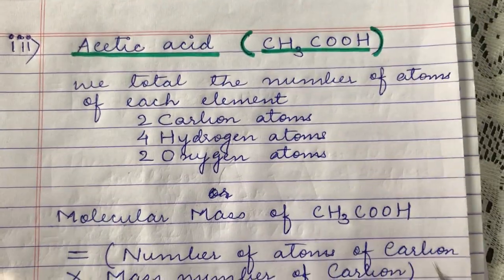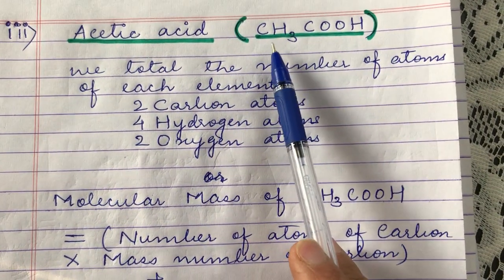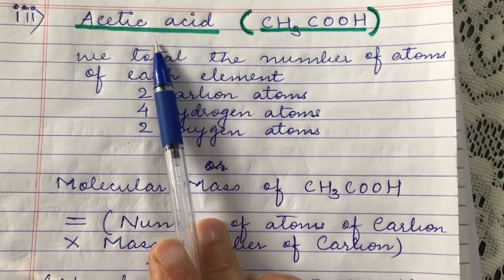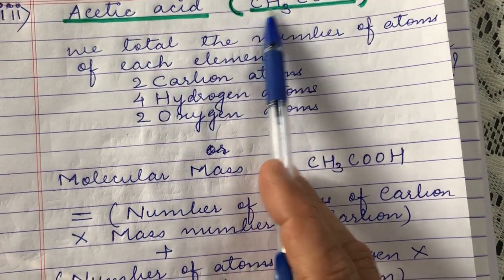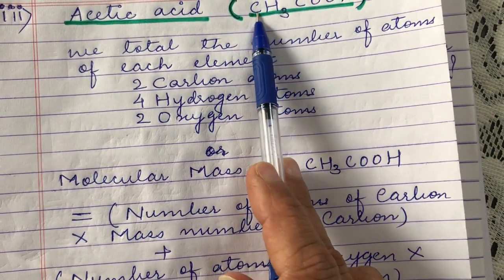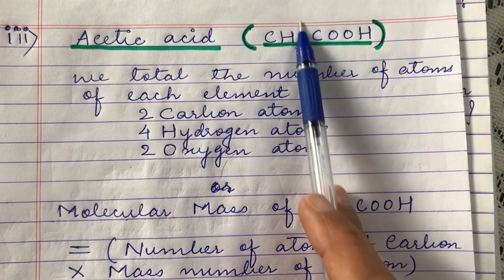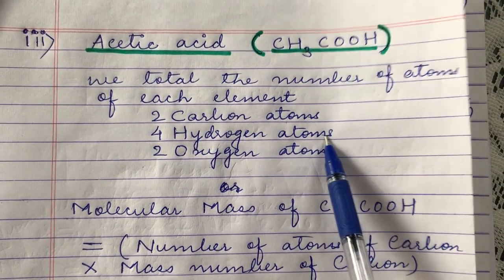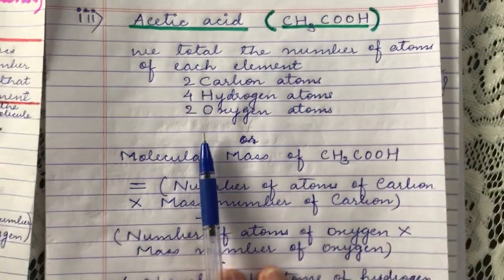Let's take up the last example now. Molecular mass calculation for acetic acid, which is also known as vinegar. Its formula is CH3COOH. Now, the number of atoms of each element in acetic acid are: there are 2 atoms of carbon, as we can see, 1 carbon here, 1 carbon here, a total of 2 carbon atoms. Total of how many hydrogen atoms? 3 hydrogen atoms here, 1 hydrogen atom here, 3 plus 1, 4 hydrogen atoms. And a total of 1 and 1, 2. There are 2 oxygen atoms, so we write 2 oxygen atoms.